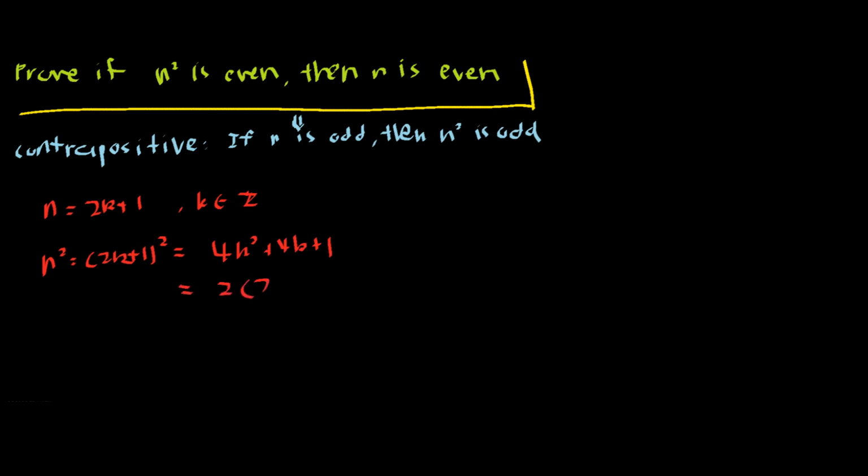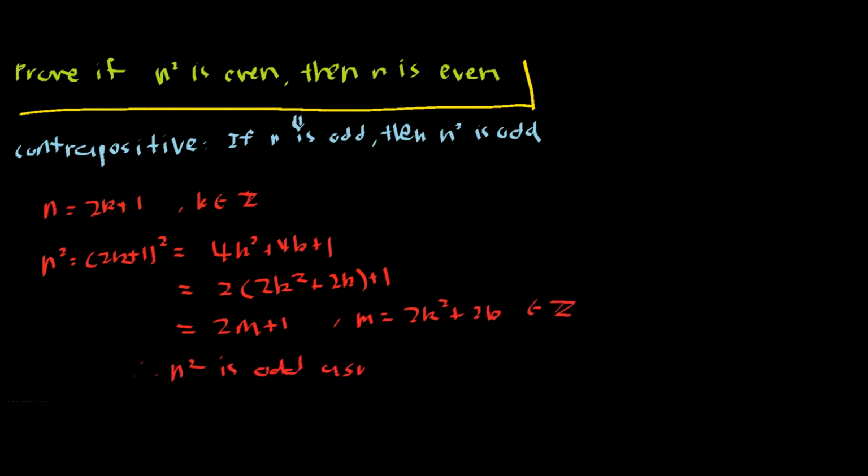Factoring out the 2 from the 4k squared plus 4k, we see that n squared is equal to 2 bracket 2k squared plus 2k close bracket plus 1. Since n squared is equal to 2 times some integer plus 1, we'll call this integer m in this case, n squared is also odd. Therefore, we have proved that the contrapositive is true, implying that the original proposition is also true.